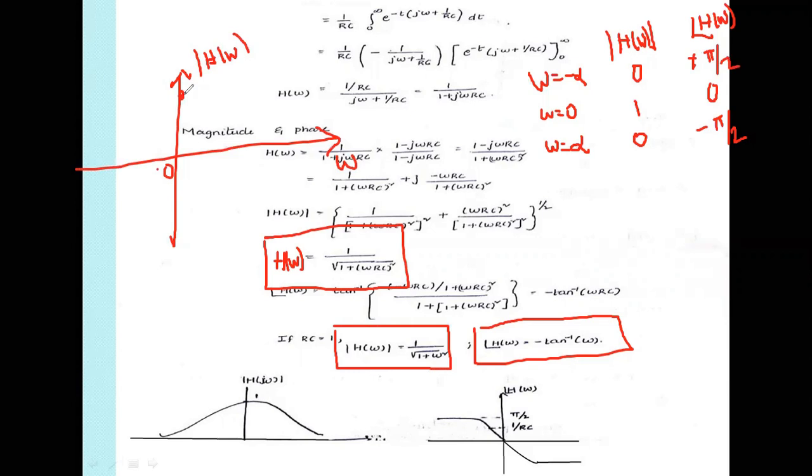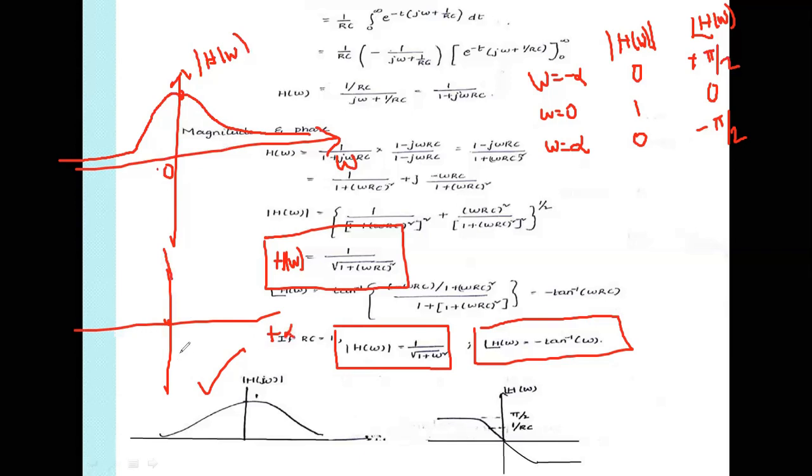And as omega goes to plus infinity, it slowly decreases and goes to 0, and at negative values it is symmetric and you also get 0. That is the magnitude of H of omega. Now the phase angle, when omega is equal to 0 and when omega goes to plus infinity, it becomes minus pi by 2. So it varies from plus pi by 2 to minus pi by 2.